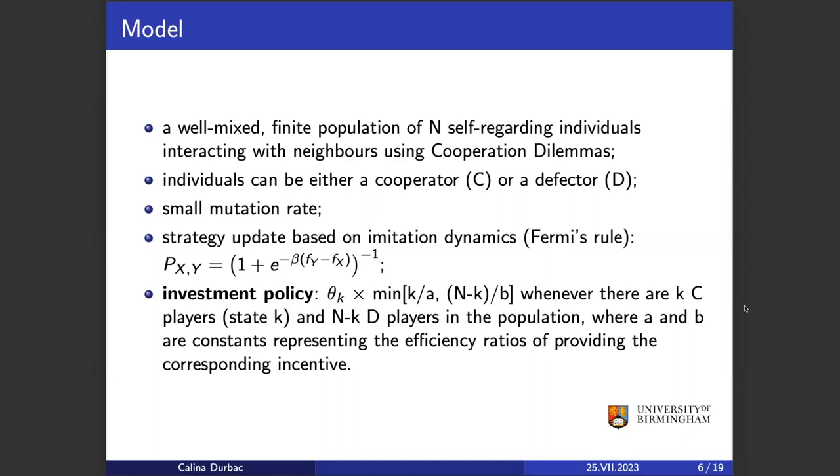And the idea here is if we've got a very large number of cooperators in the population, it would make no sense for the institution to further use the money to reward cooperators. It would make more sense to use it to punish defectors in order to lower the number. Equally, if we've got a lot of defectors in the population, it wouldn't make sense to use the money to punish the defectors. It would make more sense to encourage cooperation by rewarding cooperators. And that is the idea behind the investment policy scheme.